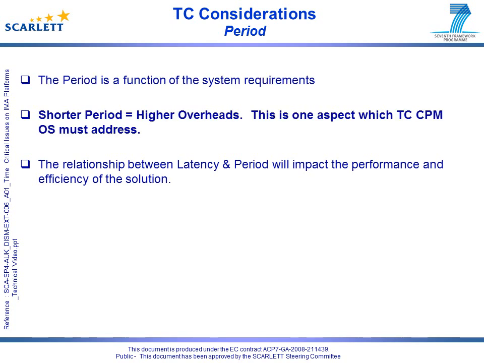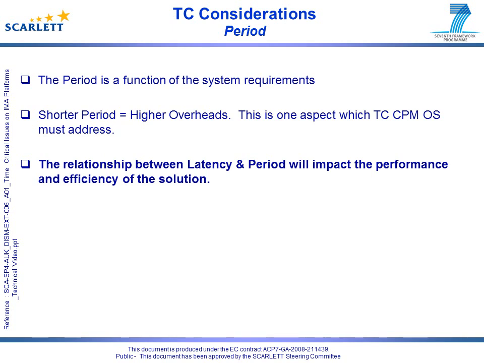As the period between the running of an application is reduced, the context switching overhead of the OS consumes a greater portion of the time. This is one aspect which the TC CP/M OS must address. The relationship between the latency and period will impact the performance and efficiency of the solution. If the two are not matched, then the network or the processing will be over-designed. In some cases, however, this may be required to meet system performance requirements.